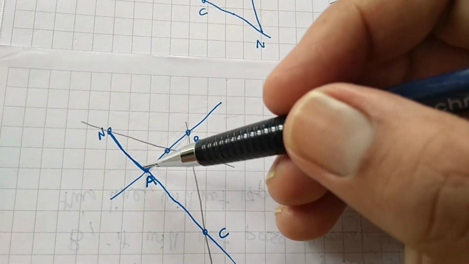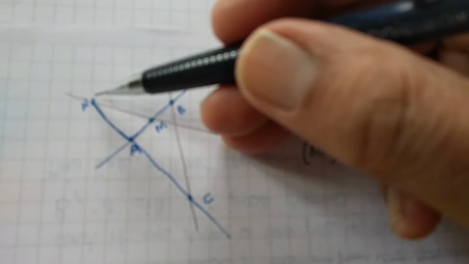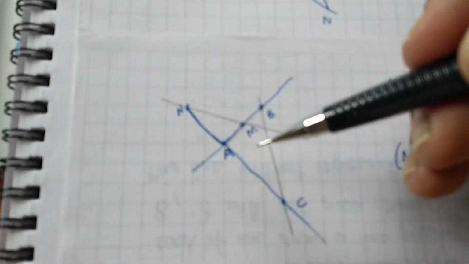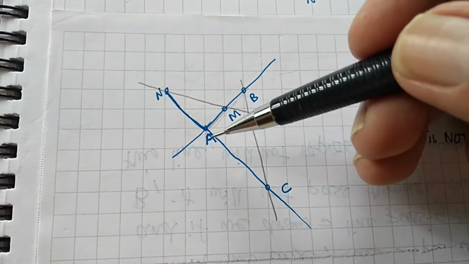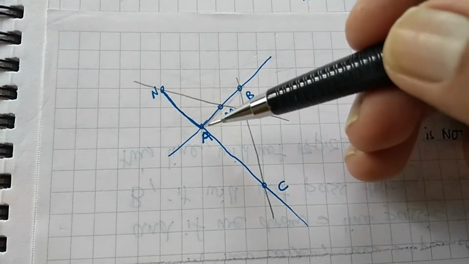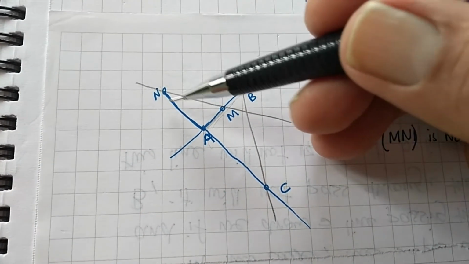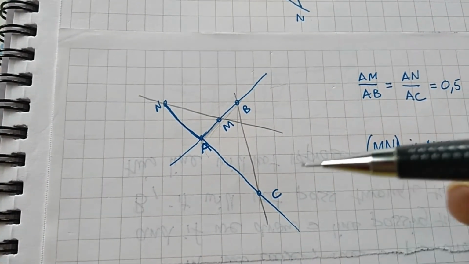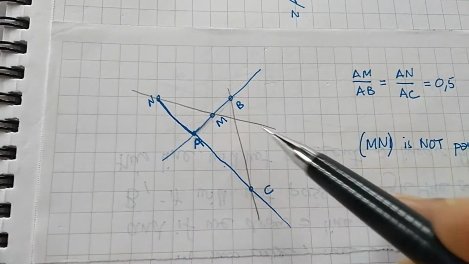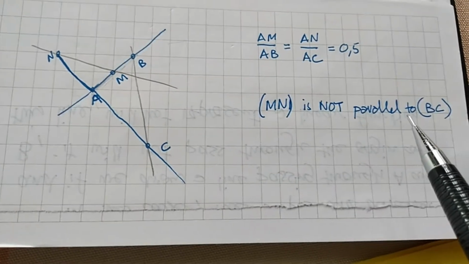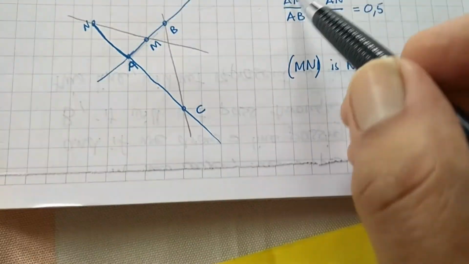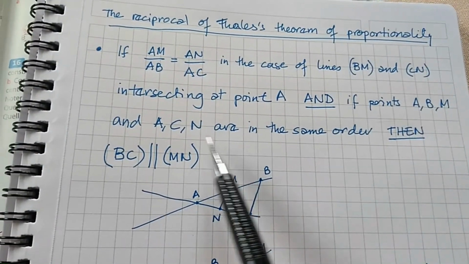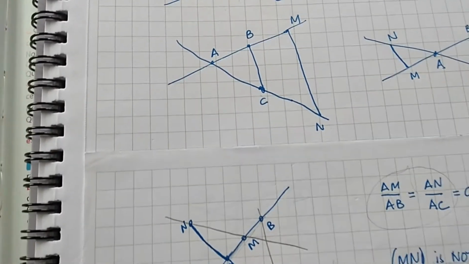But in this case, on NC, I put N on one side of A and C on the other side of A. And what do I get? I get AN. Again, AN is half of AC, just like AM is half of AB. But then, of course, when I join the lines, I get NM going this way, BC going this way. They're far from parallel, they're indeed intersecting just here. So in this case, MN is not parallel to BC, even though this condition is satisfied, but this condition of the order of points is not satisfied, therefore this is wrong.